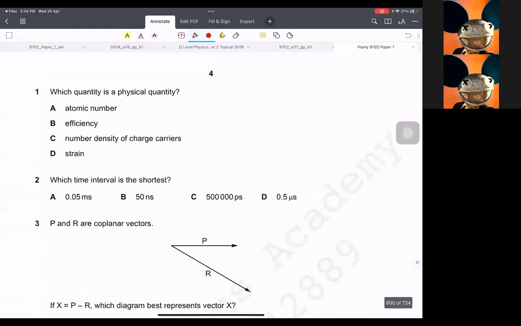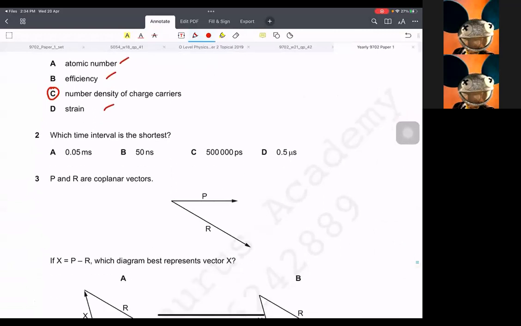So the first question, which quantity is a physical quantity? Got to be this, because you can count charges. All of them, this is a ratio, this is a ratio, this is a ratio. It's not a physical quantity. Which time interval is the shortest?